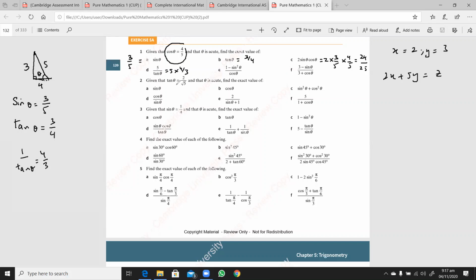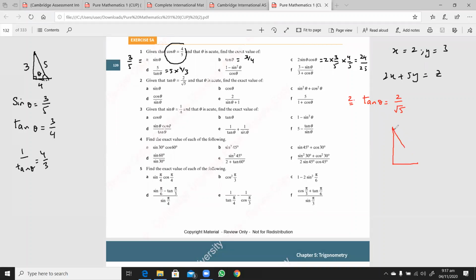If you look at the second question, you have been given tan theta as 2 over under root 5. Let me change the color for the second question. Now in the second question, you have been given that your tan theta is 2 over under root 5. And you just draw a right angle triangle, any type of right angle triangle that you like.